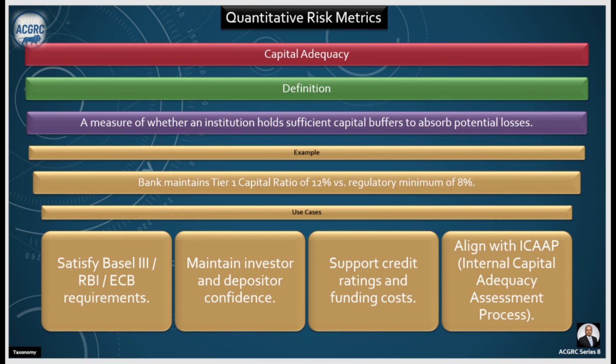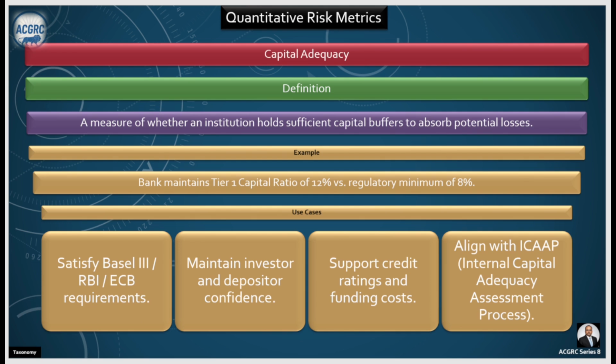Capital adequacy. It's a measure of whether an institution holds a sufficient capital buffer to absorb potential losses. Example, a bank maintains a Tier 1 capital ratio of 12% versus the regulatory minimum of 8%. So, capital adequacy is used to satisfy the Basel III, RBI or ECB requirements.